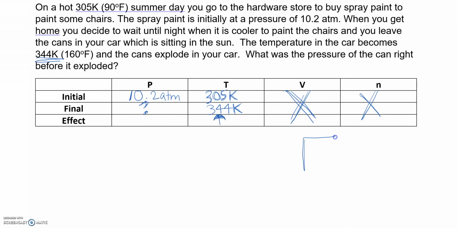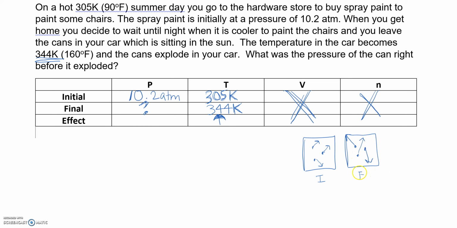So I like to draw my particle diagrams here. Because volume is a constant, we're going to draw these two boxes the same. This is initial, this is final. The number of particles is the same, so we're just going to do 3 in each of these, and they should be relatively the same size. And then the temperature is increasing. It's getting hotter. So in our initial, we're going to make our arrows shorter than what our final arrows are going to look like.